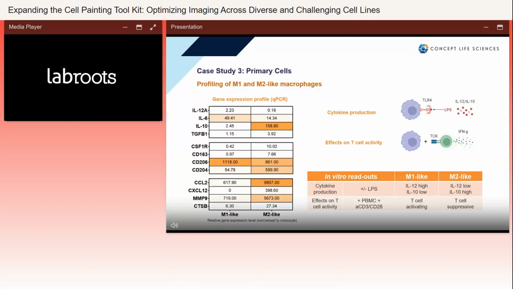Co-cultured T cells also revealed clear functional consequences of different macrophage phenotypes. Now, these two flavors of macrophages look different, have different roles in the immune system, and trigger different responses. All of these things suggest that they should be amenable to some sort of phenotypic profiling, such as cell painting. These features can provide a visual fingerprint that can complement molecular profiling and could be used for downstream predictive assays.